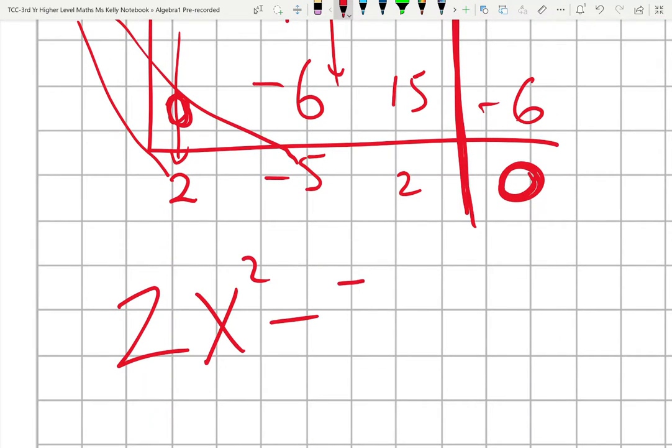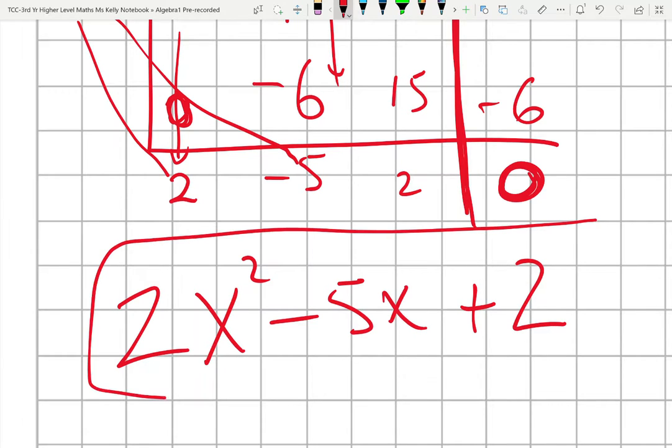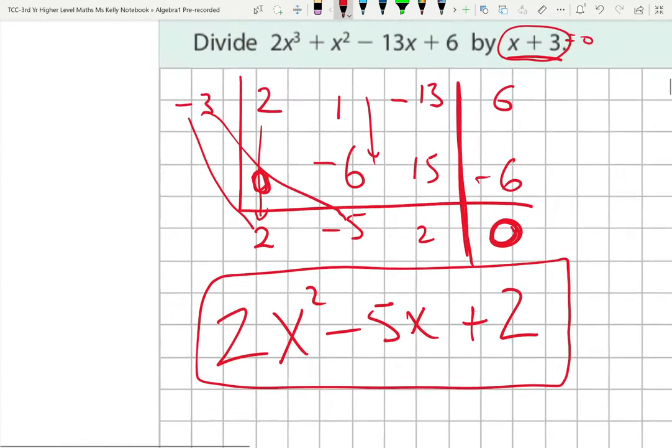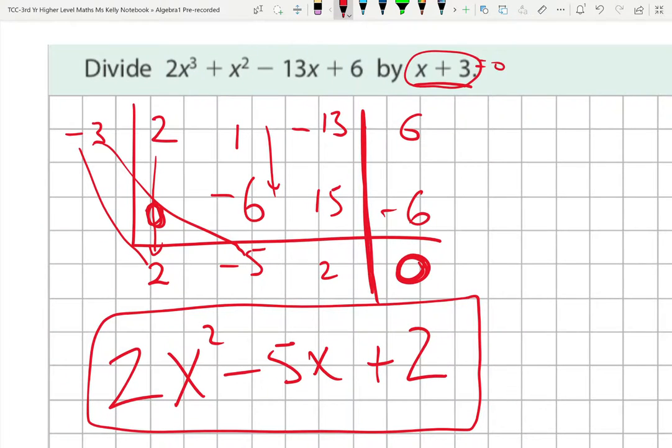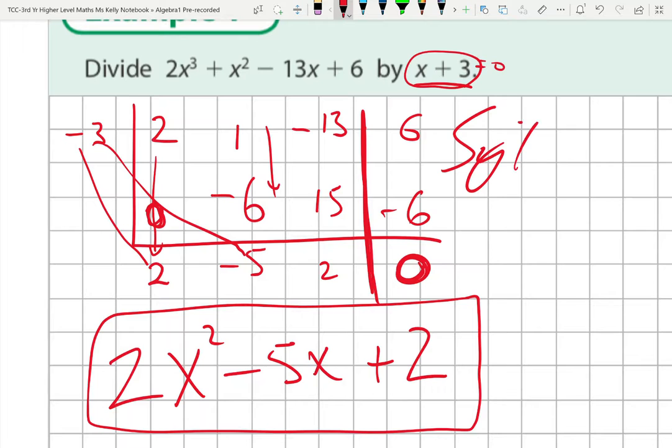and this tells you the remainder is 0, and it gives you your answer of 2x squared minus 5x plus 2. Now it's not magic, it's just long division kind of made easy, with all the x's gone for a little bit before you get to the end. It's called synthetic division. We won't always use it, but we will use it a bit.